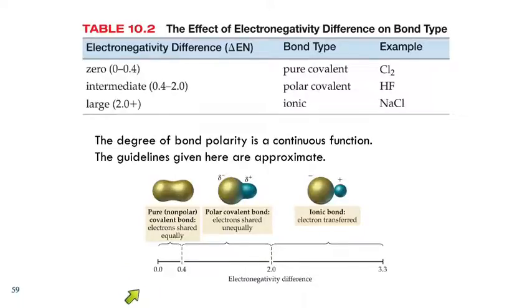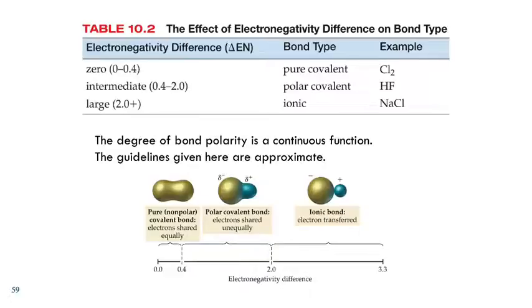So there's a continuum between no electronegativity difference, or the largest electronegativity difference possible, which is 3.3. And so here's pure or nonpolar covalent bonds on this end and ionic bonds on that end, polar covalent in the middle. We need some lines. We just kind of have to draw some lines.